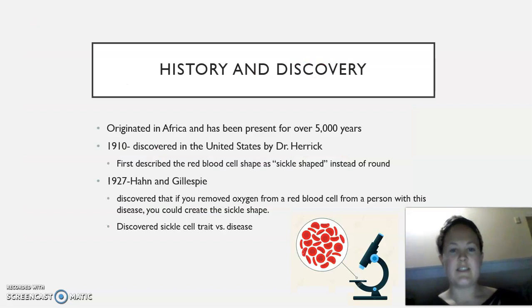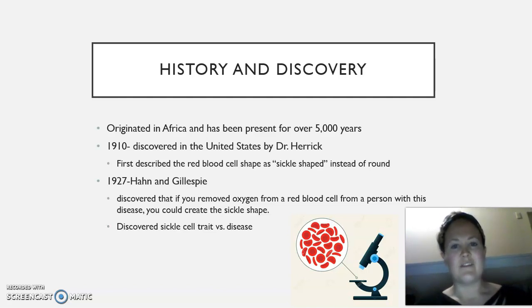Little background on sickle cell disease. It originated in Africa and has been present for over 5,000 years. It is believed to have first been discovered in the United States by Dr. Herrick around 1910. The story behind this is there was a dental student from Granada that was studying in Chicago, and he began to show symptoms of anemia. Dr. Herrick was a cardiologist, and he studied this dental student's red blood cells under a microscope, and that's when he first discovered this sickling shape instead of the normal round shape.